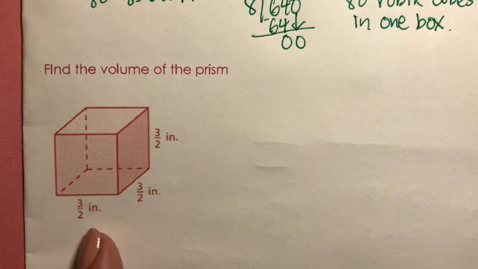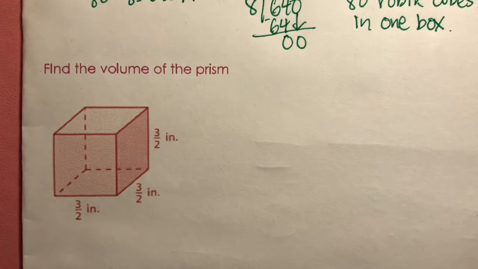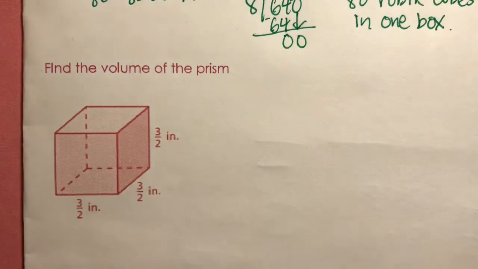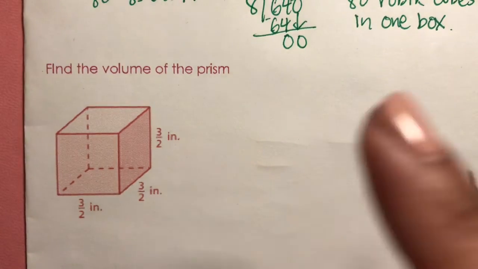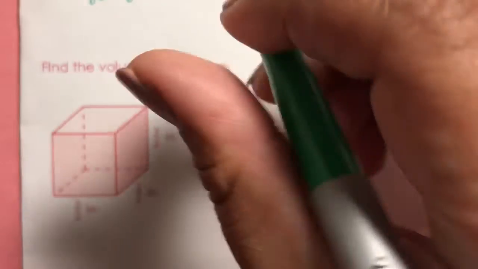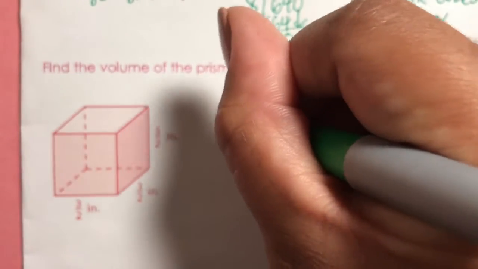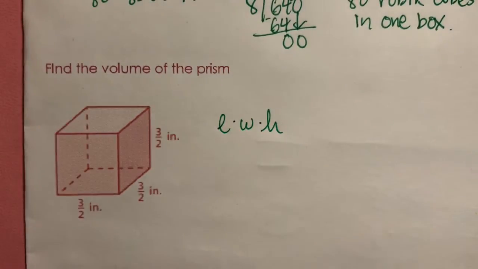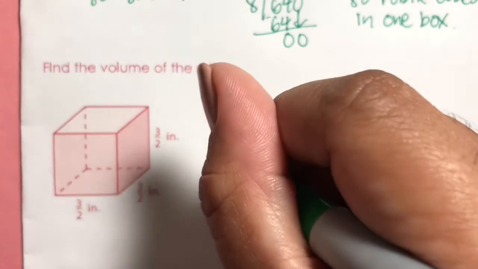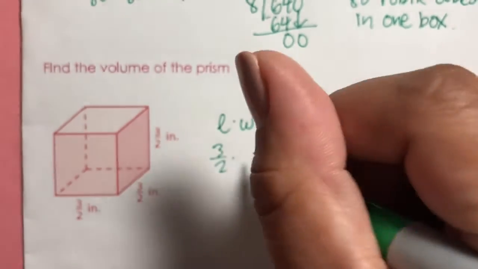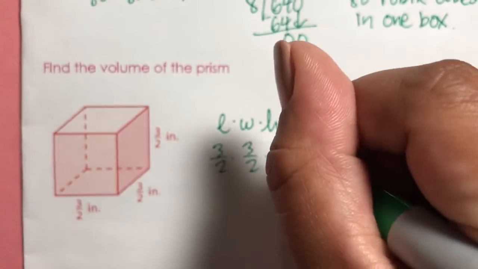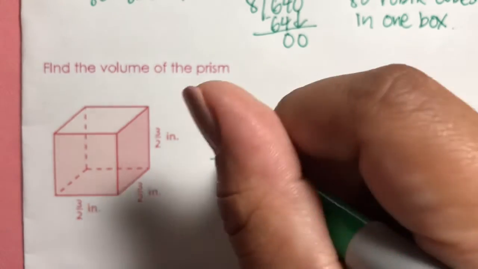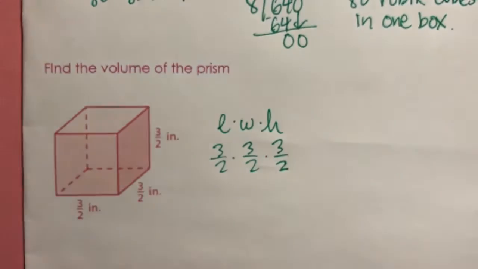Now, you need to find the volume of this prism. And then we see fractions. So we're going to do a mini review of multiplying fractions while we're going through volume. Again, the volume for rectangular prisms is length times width times height. So it's going to be 3 over 2 times 3 over 2 times 3 over 2, or 3 halves times 3 halves times 3 halves.